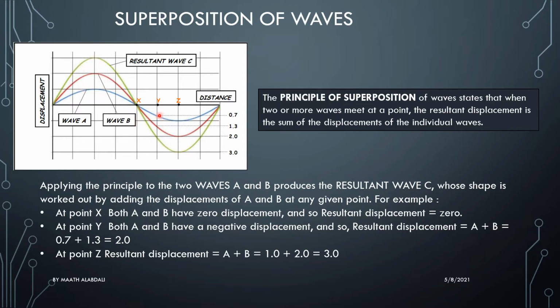If you look at wave A, it's 0.7. If you look at wave B, it's 1.3. So if you add these two together, you'll get 2. And if you look in here at y, the resultant wave C is 2. Similarly, if you look at z, wave A is 1, wave B is 2, and the resultant wave is 3. So, that's basically superposition.